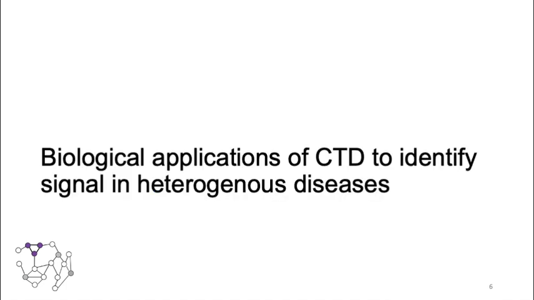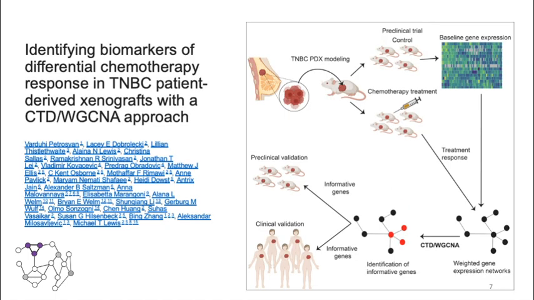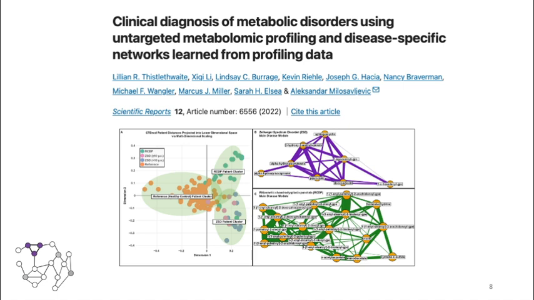CTD has been previously applied to identify biological signal in a variety of highly heterogeneous diseases. These include, for example, breast cancer, where CTD was used to identify differential markers of chemotherapy response in triple-negative breast cancer, and was able to identify small and informative biomarkers for the response of patients to different chemotherapy agents. CTD has also been used to diagnose rare metabolomic disorders using untargeted metabolomic profiling for specific patients.